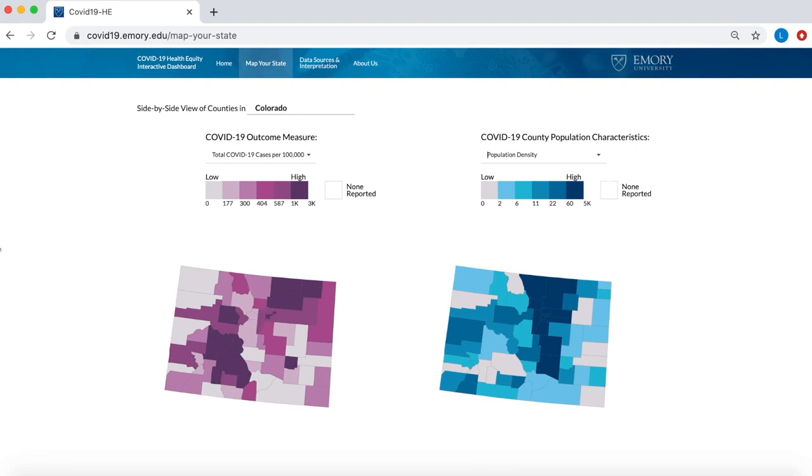And then there are states like Colorado, where the case rate is more mixed between both highly urban and very rural areas. Take a look for yourself at these maps and see the relationships you can visualize between COVID-19 and population density.